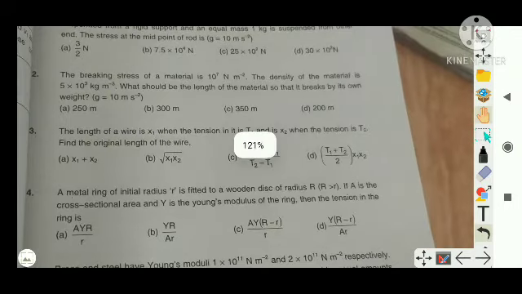The breaking stress of a material is 10 to the power 7 Newton per meter square. The density of the material is given as 5 into 10 to the power 3 kilogram per meter cube. What should be the length of the material so that it breaks by its own weight? So that means here the stress is due to weight. And you are asked how much the length is. So how would you solve this?